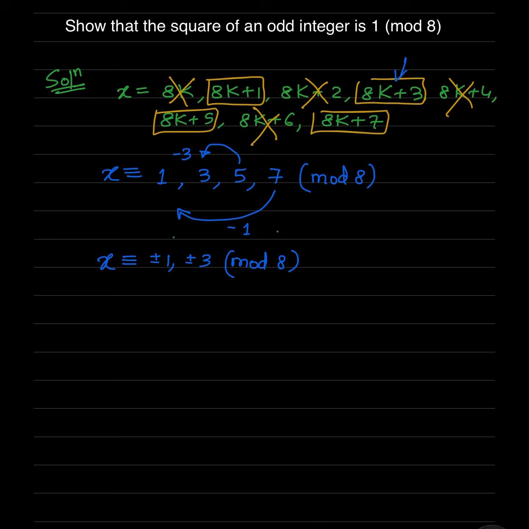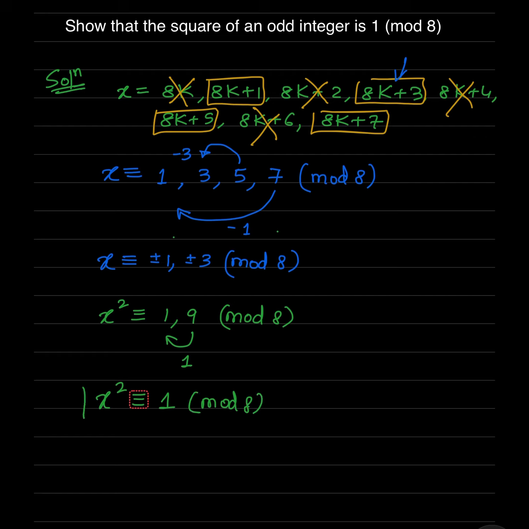do the square of the odd number. So if I square this odd number, this will be congruent to 1 and 9 mod 8. But again, 9 is a positive remainder. Even if I'm dividing 9 by 8, what is the remainder? The remainder will be 1 only. So I can say x square is congruent to 1 mod 8.